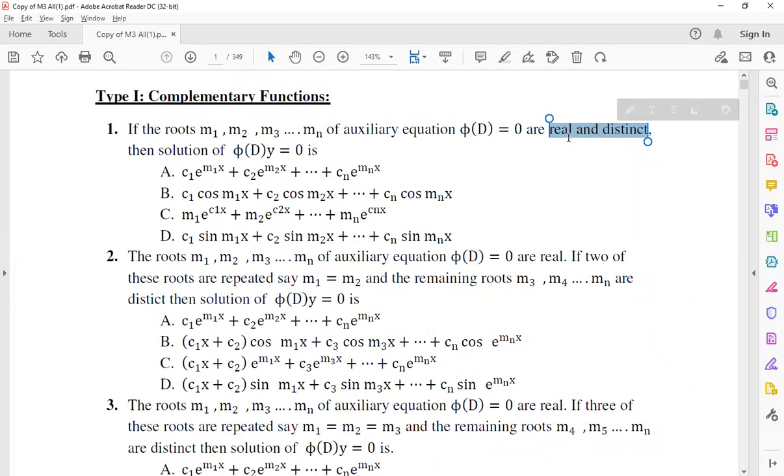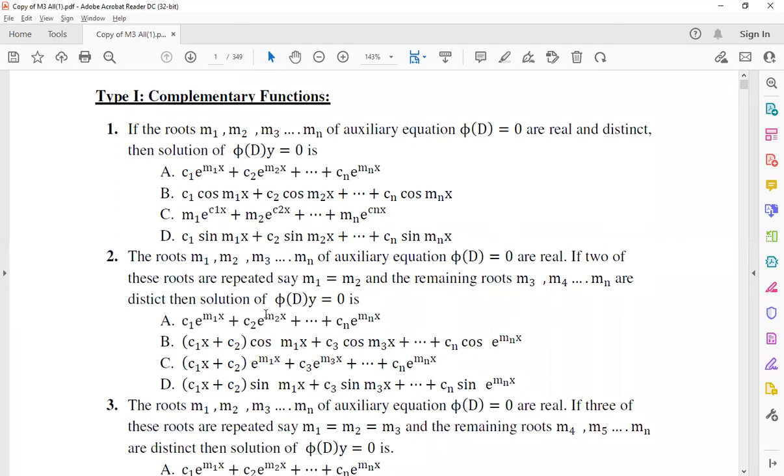Distinct means different, separate. So all of m1, m2, mn are real and different. So how will the solution be? Option A is correct, right? Every root will go to the e's power with x, and as they all are different, every one has a different constant. So A is the correct one.